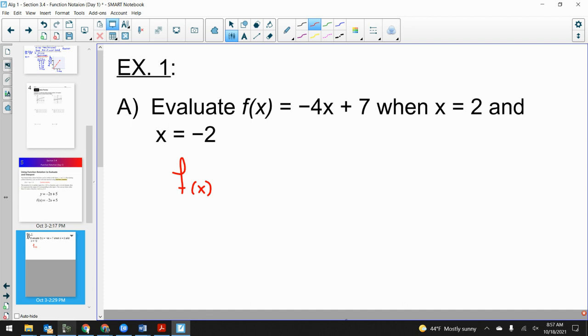So, if I want to use this function notation, I'm going to say, okay, I want f of positive 2. The fancy F, right? So f of 2. F of 2 means plug 2 into the equation. All right, if it's negative 4 times x plus 7, it's negative 4 times 2 plus 7.